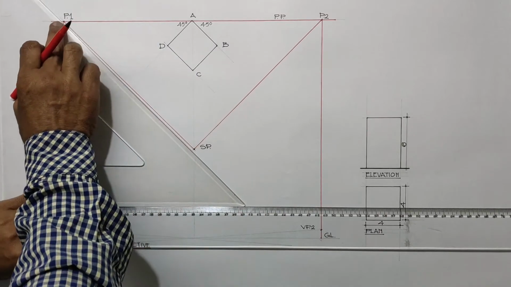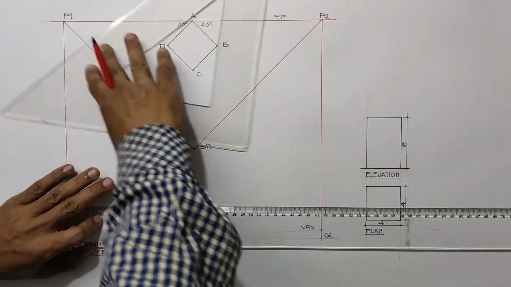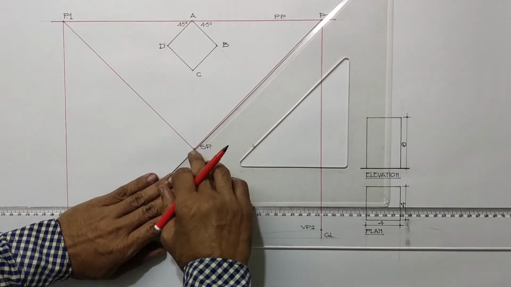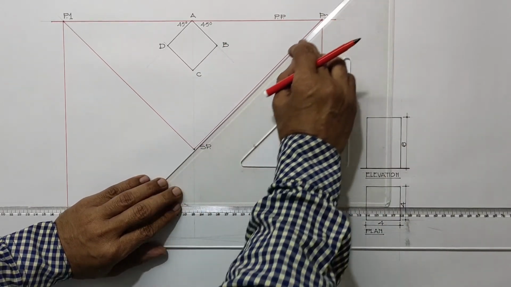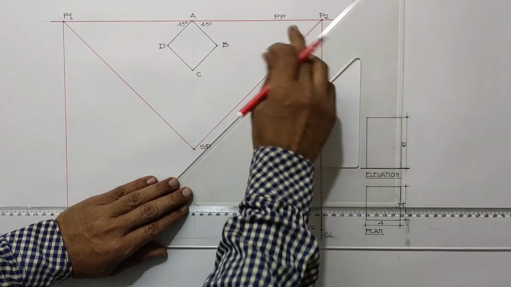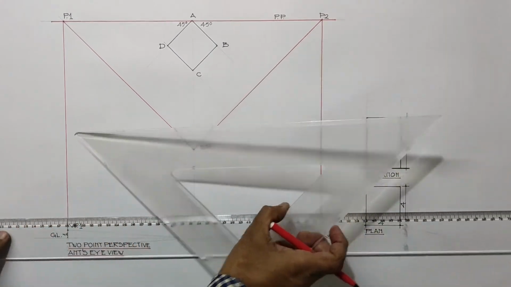Once that is done, draw a parallel line to DC from SP to the picture plane. It touches at P1. Repeat the same thing from the other side. Parallel to CB from SP, draw a line. It touches the picture plane at P2. So P1, P2 we got.